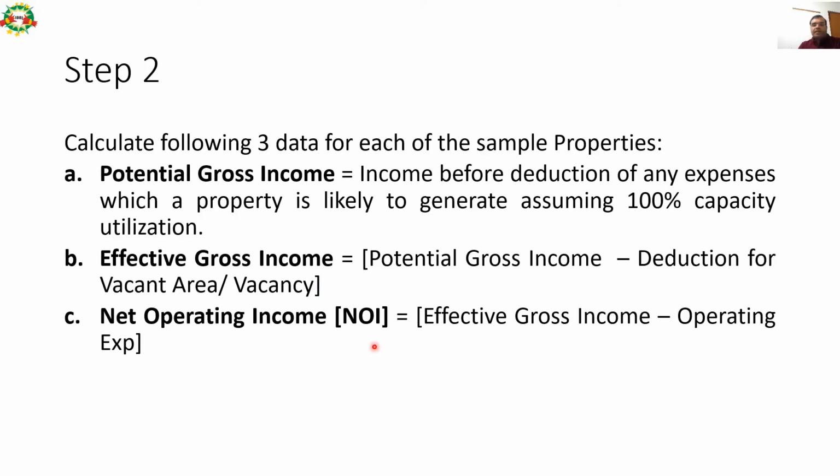Then we calculate net operating income. The third data we have to calculate for all the sample properties is net operating income. Out of effective gross income we have to deduct operating expenses. What are operating expenses? Whatever charges a landlord or lessor is supposed to pay. For example, outgoings we have already discussed in previous sessions, but just to reiterate: land tax, NA tax, insurance, house insurance. These expenses are normally borne by the landlord. So these are the operating expenses which are required to be deducted from gross income to arrive at net operating income.